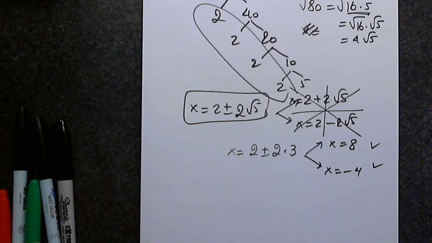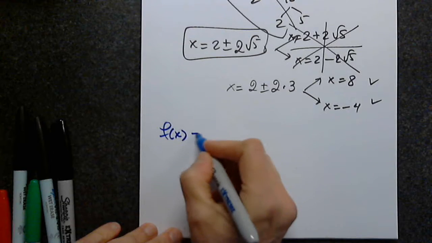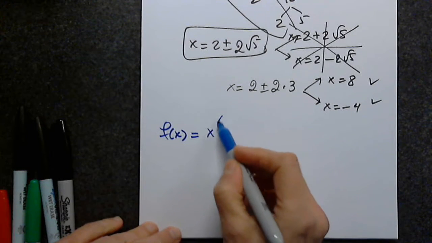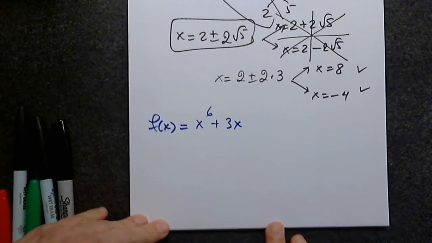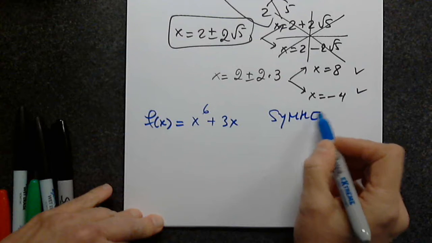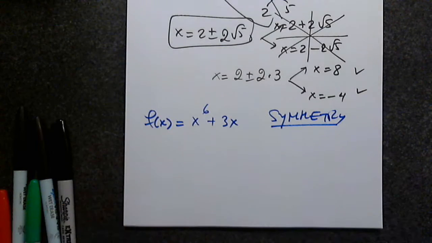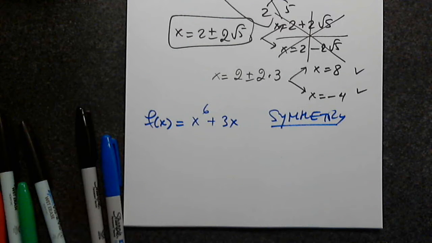So, determining whether the function is even, odd, or neither. F of x equals x to the 6th plus 3x. Perfect example. When we are asked to show symmetry, in other words, when the function is odd or even, what do I have to determine first?